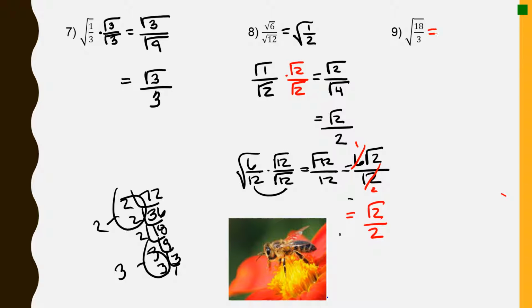On number 9, it makes your life a whole lot easier. Does 18 over 3 reduce? It reduces to just 6. Is there a square root of 6? Nope. So that's your answer.